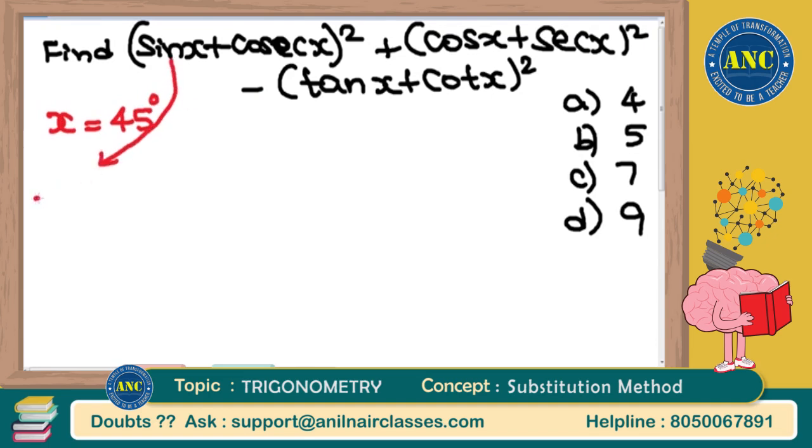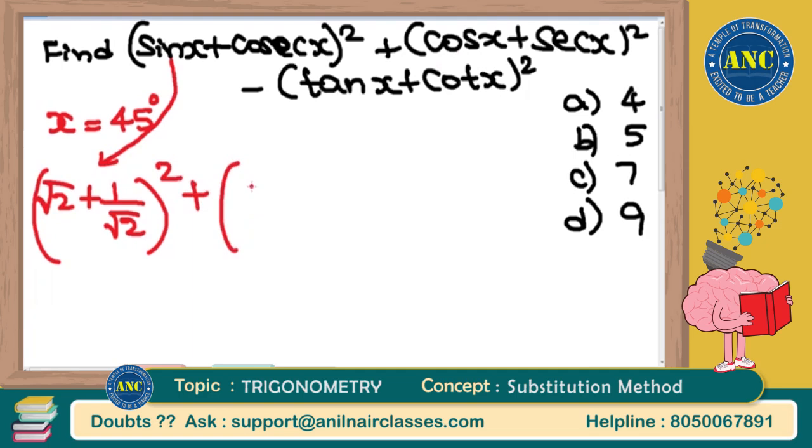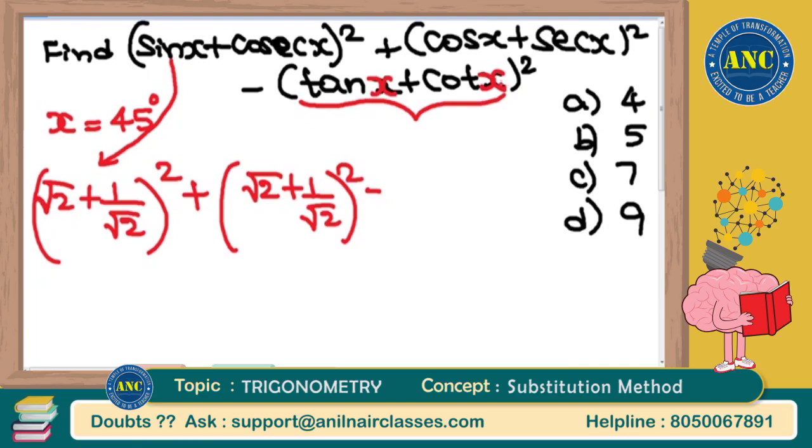Sin 45 is root 2, right? Sorry, sin 45 is 1 by root 2. Cosecant 45 is root 2. So it is 1 by root 2 plus root 2 whole square, plus cos 45 is again 1 by root 2, secant 45 is root 2, again 1 by root 2 plus root 2 whole square. And tan 45 is 1, cot 45 is 1. 1 plus 1 is 2, 2 square is 4. So it is minus 4.